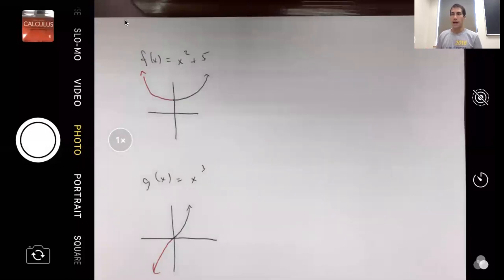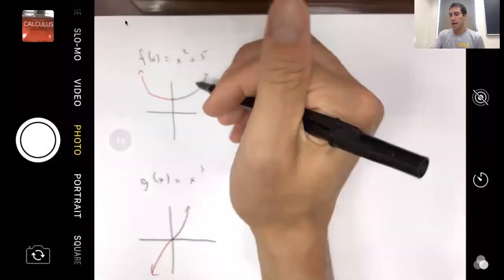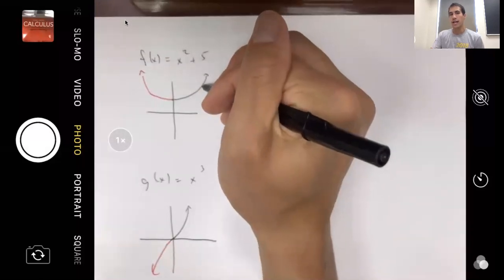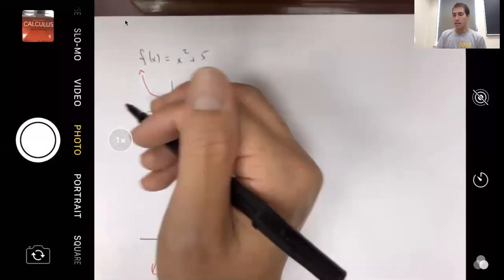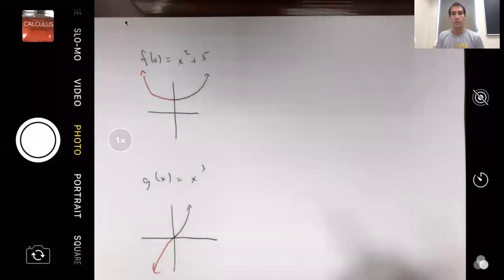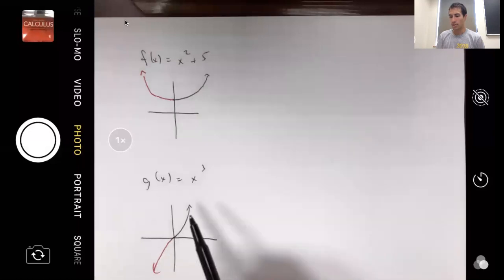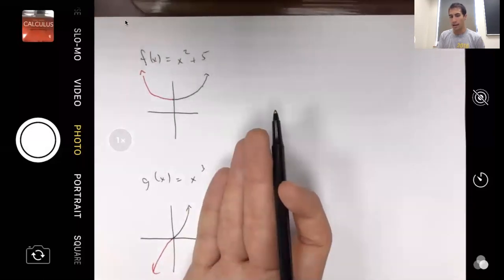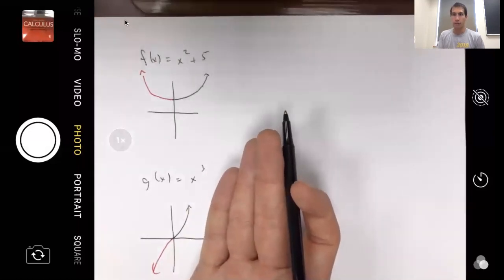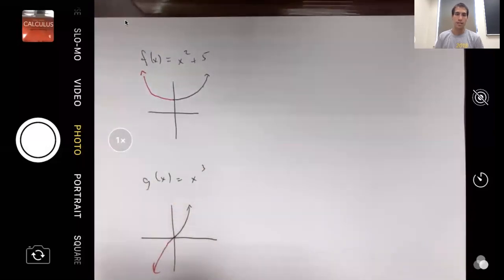The function on top has what is called even symmetry. So this function is even because the function is mirrored by the y-axis. And this function has what's called odd symmetry. And this is odd. One way you can think of it is that I flip it across the y-axis and then flip it across the x-axis.